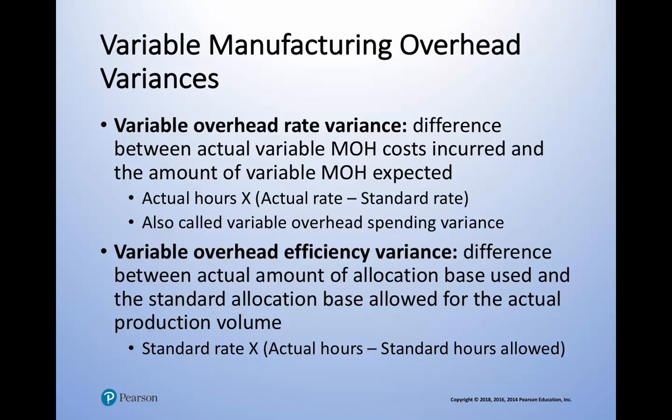So next we're going to go through, and again, this is our 6 formulas, this is our last batch, and that's our variable manufacturing overhead. You'll see they're very close to our direct labor rate and direct labor efficiency variances. So we have our variable overhead rate variance. That's the difference between the actual variable manufacturing overhead cost incurred and the amount of variable manufacturing overhead expected. So we have our actual hours, parentheses, actual rate minus standard rate. So it's the exact same formula as our labor rate variance. The only difference is our rates and our hours.